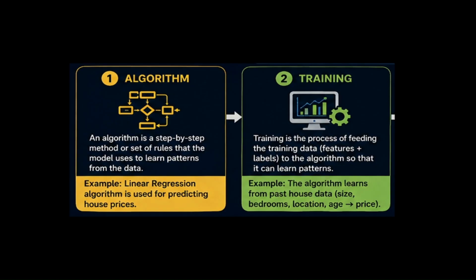So, for example, in our house price prediction problem, the training data may contain house size, number of bedrooms, location, age of house, and actual price. So the algorithm looks at these examples and learns the relationship between the features and the price. For example, it may learn that certain combination of size, bedrooms, location, and age are generally associated with certain price ranges. So, this learning process is called training.